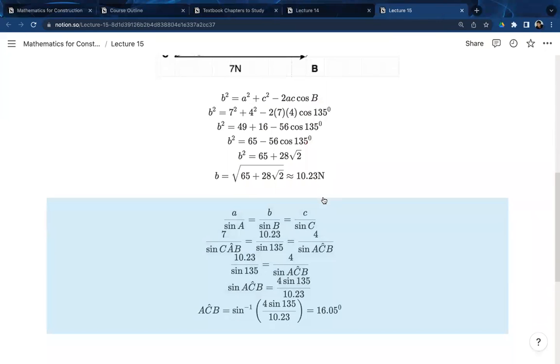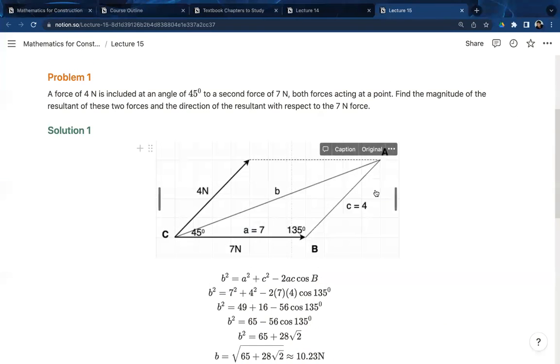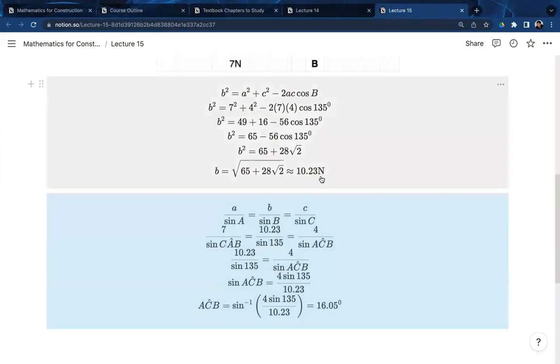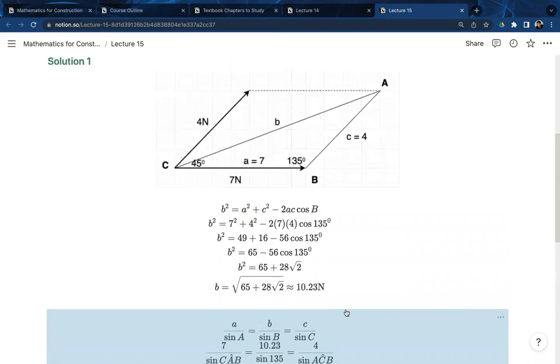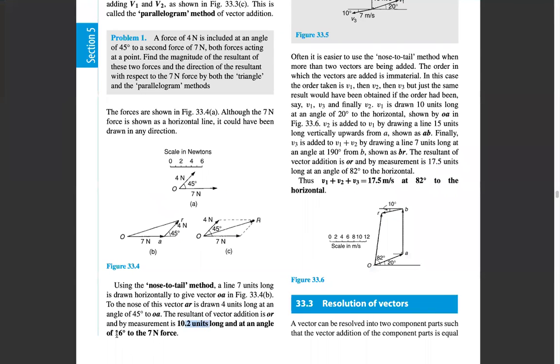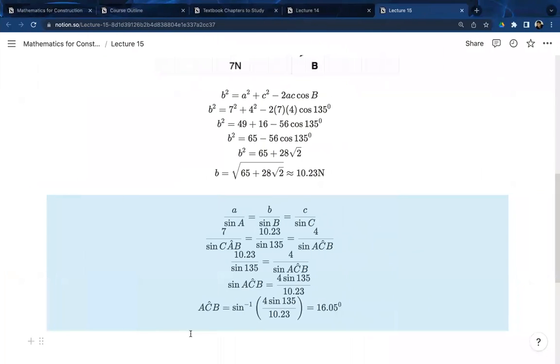Right. So the resultant of the 4 Newton and 7 Newton forces is 10.23 Newtons at an angle of 16 degrees to the 7 Newton force. That's what the diagram is showing here, and that's what they said: 10.2 at an angle of 16 degrees to the 7 Newton force. Because we gave the answer relative to one of the forces they give us, we don't really need to say north, west, east, or whatever. You need to give a direction, and that's the direction you give relative to one of the other forces.